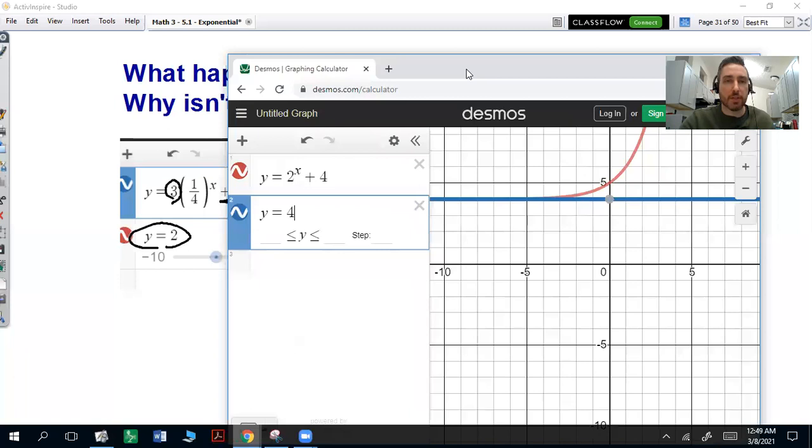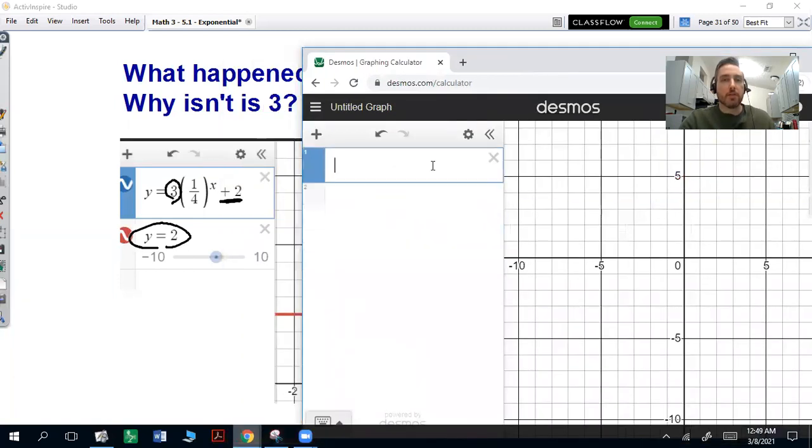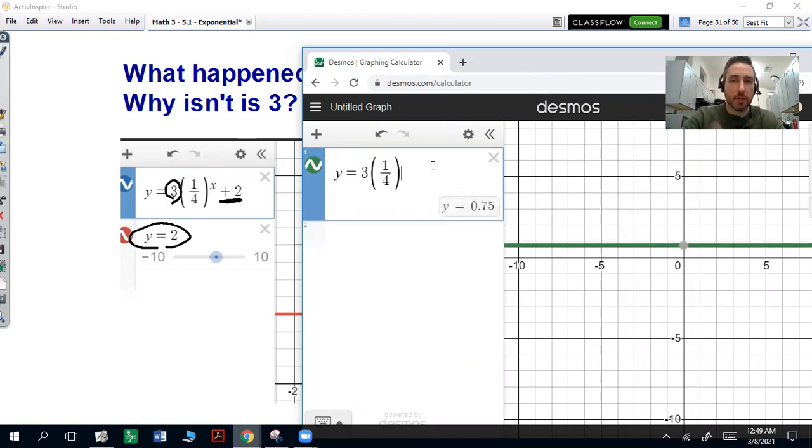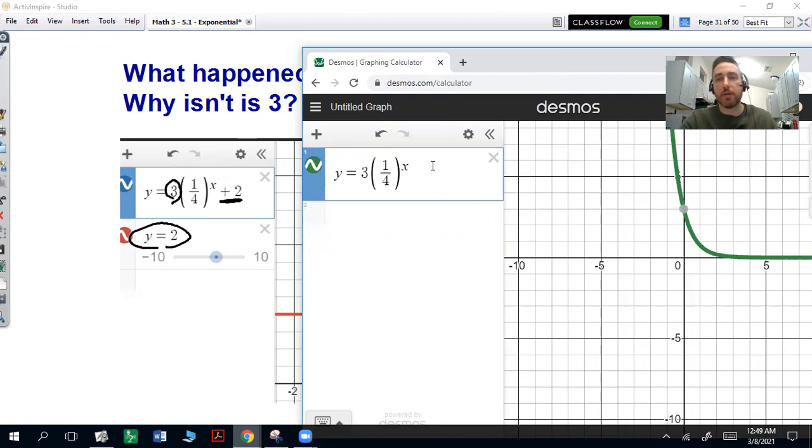So let's graph this so you can see. If I say y equals 3 times (1/4) raised to the x power, and I don't add 2 to the end, 3 will be my y-intercept. But since that 2 is being added, it shifts the whole graph up 2, so it ends up being 3 plus 2 to give you 5.